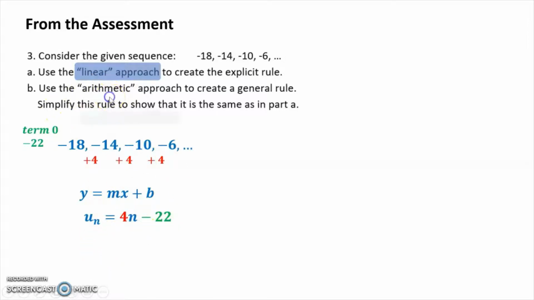Now the arithmetic approach. Again, they mean the same thing, they lead to the same thing, but we approach them in different ways. So in the linear approach, we began with the ideas of a line, slope and y-intercept. Here, with arithmetic, we begin with the general rule for any arithmetic sequence, which looks like this: u sub n equals u sub 1 plus n minus 1 times d.